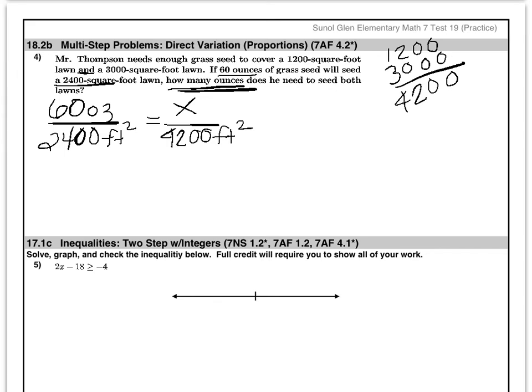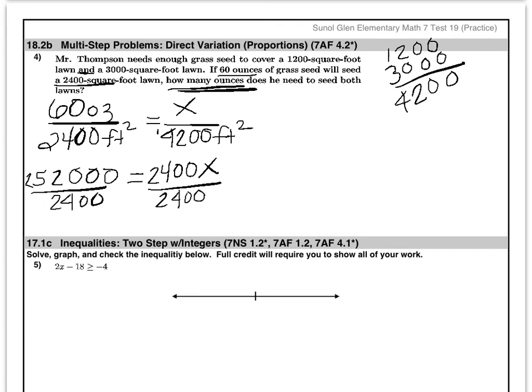And now I need to cross multiply and divide. So 4,200 times 60 looks like a terrible problem to do, but really it's got all those zeros, so it should be very easy for you to do in your head. You have 3 zeros, 1, 2, 3, and 6 times 2 is 12, carry my 1, and 6 times 4 is 24 plus 1 is 25, and that's going to be equal to the 2,400 times the x. And now to get x alone, I have to divide both sides by 2,400.